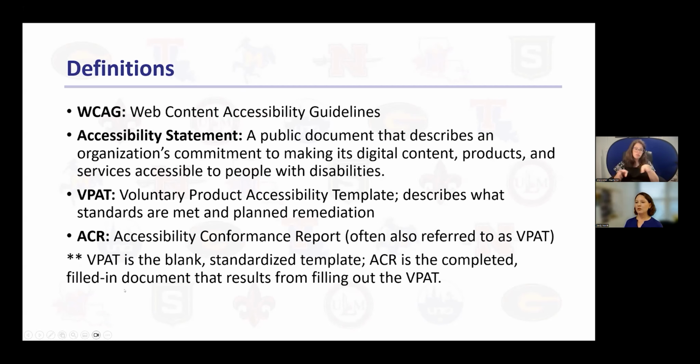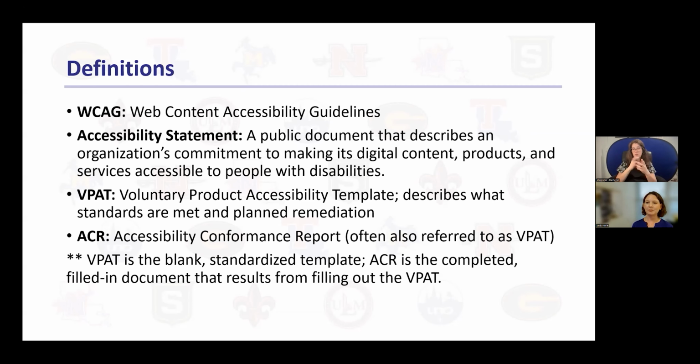So backing up a bit to some general definitions. Remember, WCAG, W-C-A-G, is the Web Content Accessibility Guidelines. Those are the standards that we want to meet. An accessibility statement is a public document that describes the organization's commitment to making digital content, products, and services accessible to people with disabilities. And then we have the terms VPAT, which stands for Voluntary Product Accessibility Template, and ACR, which stands for Accessibility Conformance Report.